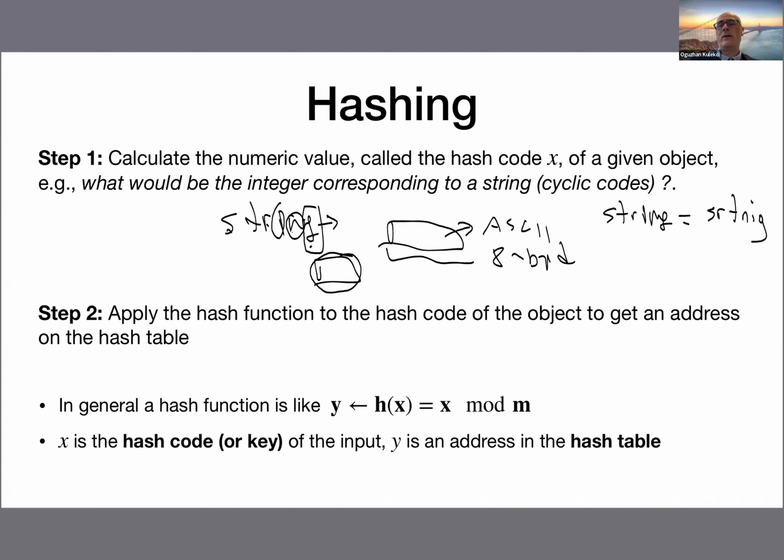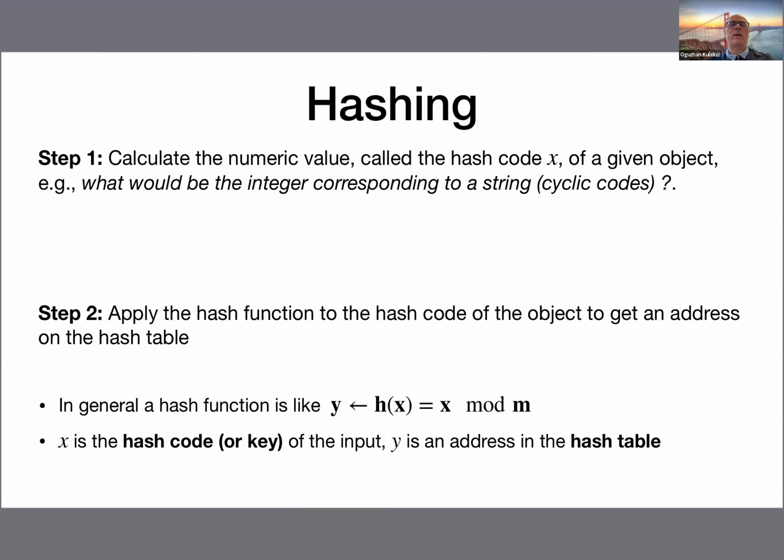Because they have the same symbols, same characters, summing these up will give you the same thing. So that is why using those cyclic codes might be useful, but here our aim is not to visit how to create an efficient hash code. Let's assume you have this hash code, and if it is an integer, you already have it.